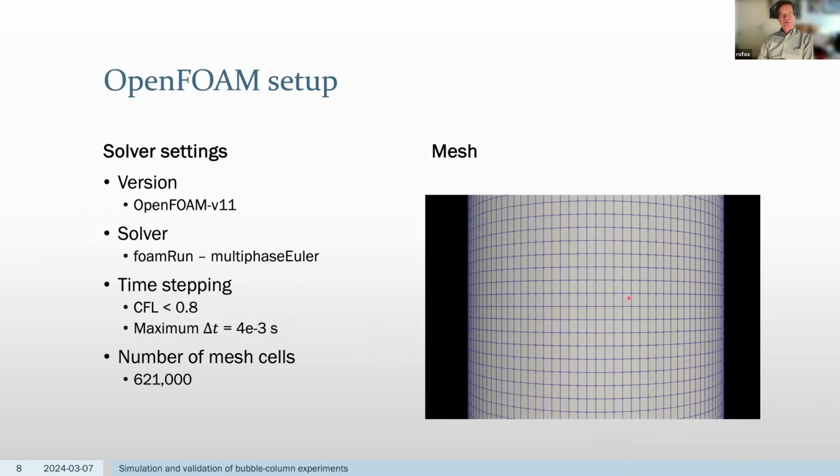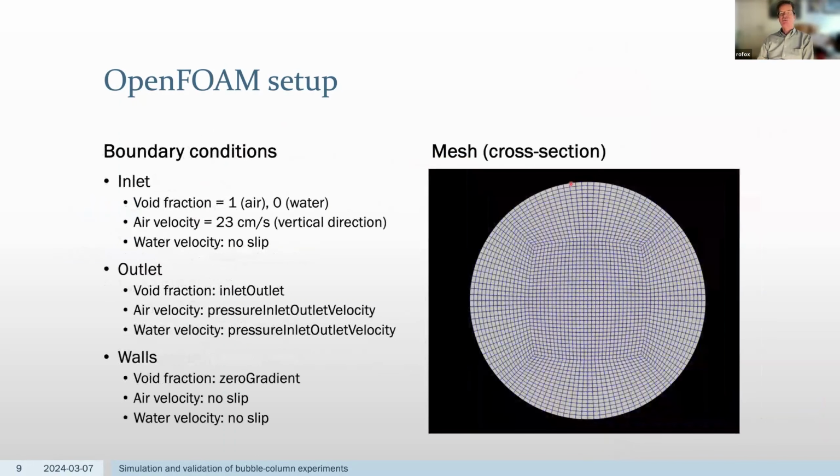And the mesh grading, you can see here a typical mesh, with 621,000 mesh cells. We do not resolve the boundary layers at the wall. We don't need to do that, but we have a grid that's fine enough to capture the large structures that are generated by the buoyancy-driven flow.